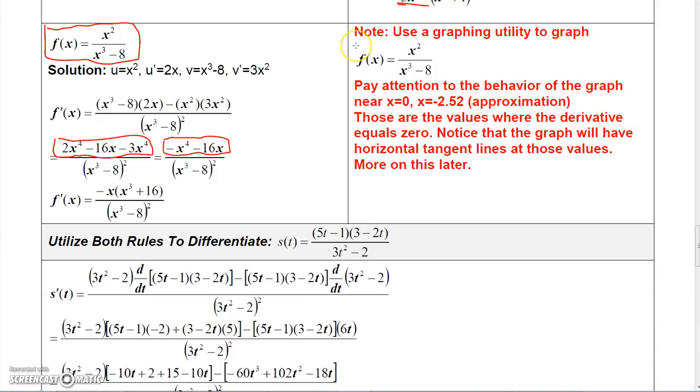Now again, I challenge you to use a graphing utility, and I want you to pay close attention. If you set this equal to 0, you'll actually get two answers. One answer would just be x equals 0, and the other answer would be the number that makes x cubed plus 16 equals 0, and that's roughly negative 2.5. So at those two values, I want you to notice on the graph, if you graph this function, that at those two values you get horizontal tangent lines. And if you don't quite get that, don't worry about it. We'll talk about it later.